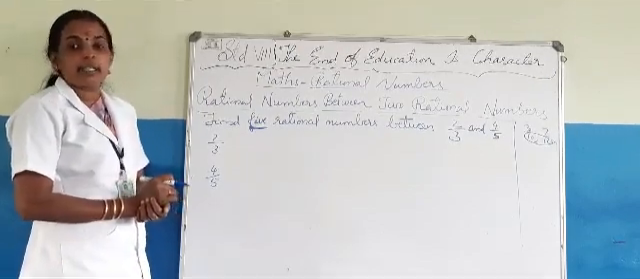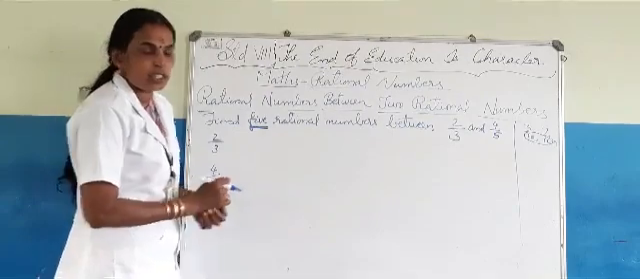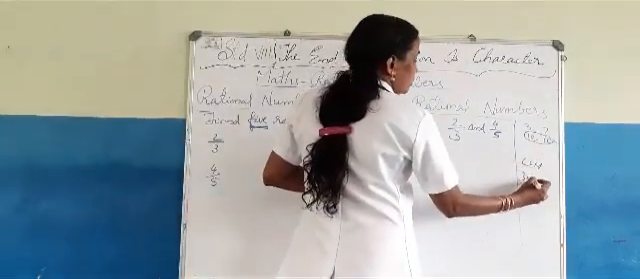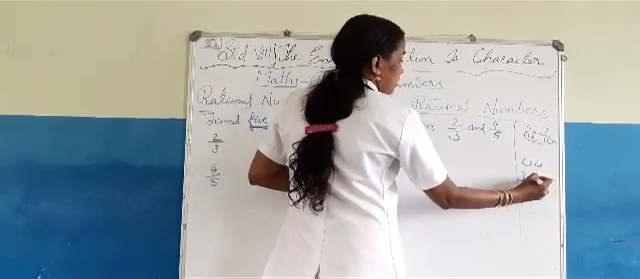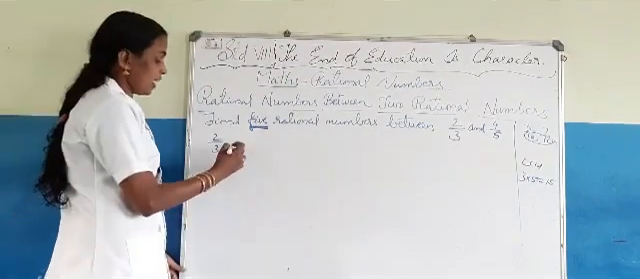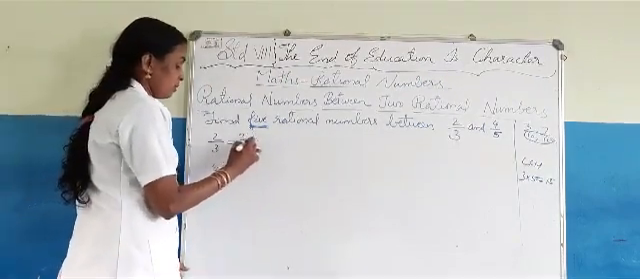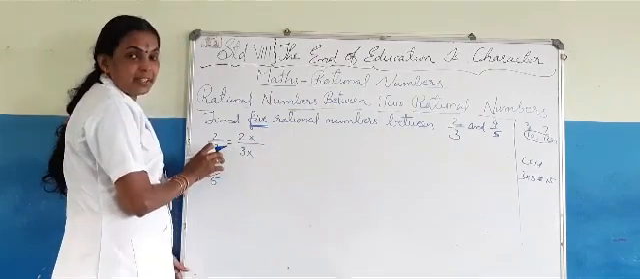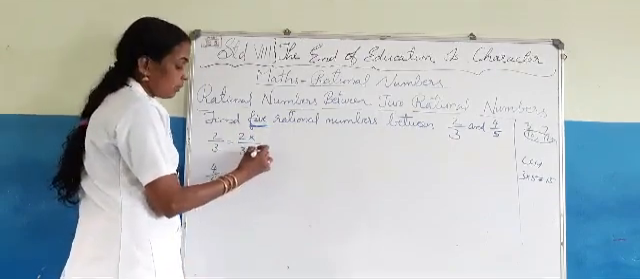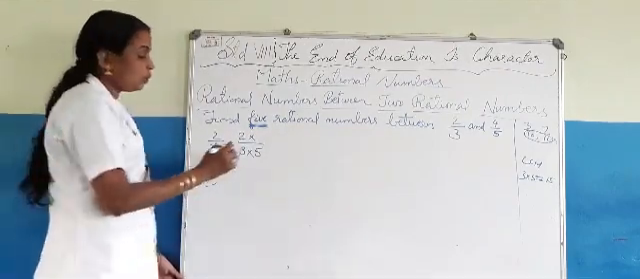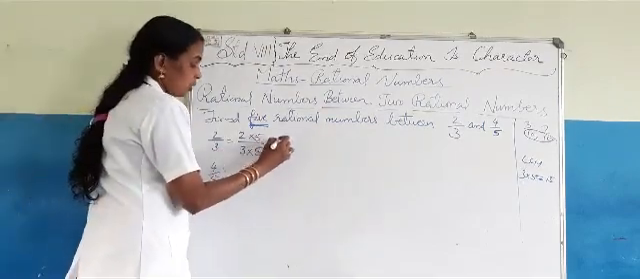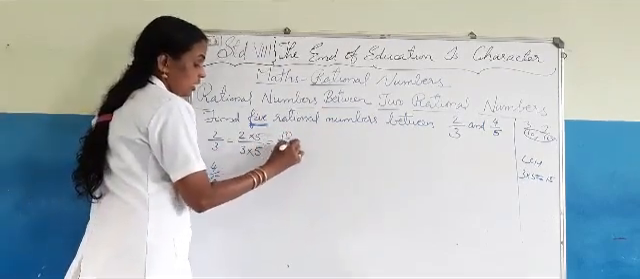By finding the LCM. What is the LCM of 3 and 5? LCM is 3 into 5 is equal to 15. LCM is 15. So we have to make each denominator as 15. Here denominator is 3. In order to make it 15, we have to multiply it with 5. So numerator also you have to multiply with 5. This is equal to 10 by 15.